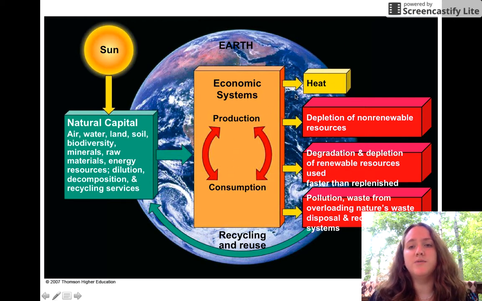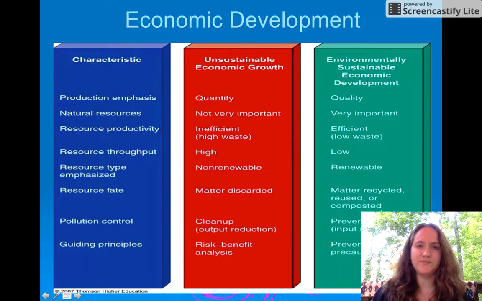The part that deals with the environment is this right side over here. We're depleting non-renewable resources. We're also throwing waste out into the environment. As you can imagine, the faster this production and consumption cycle goes, the more waste we end up with. So we want to be able to recycle. However, we know that recycling itself is not going to fix the entire problem.